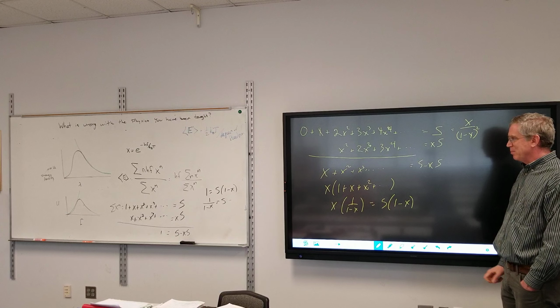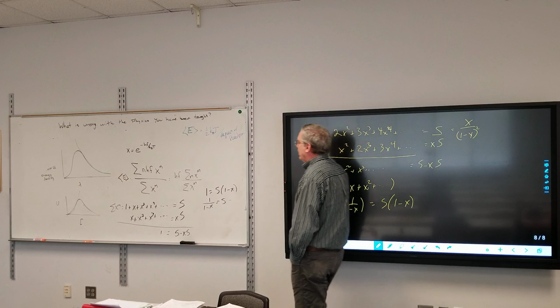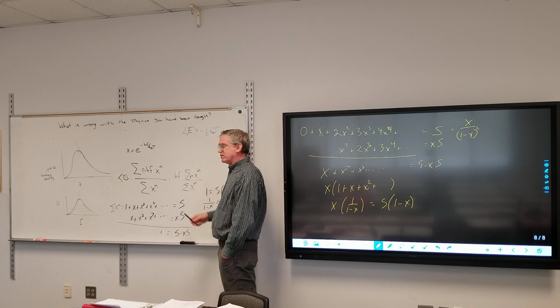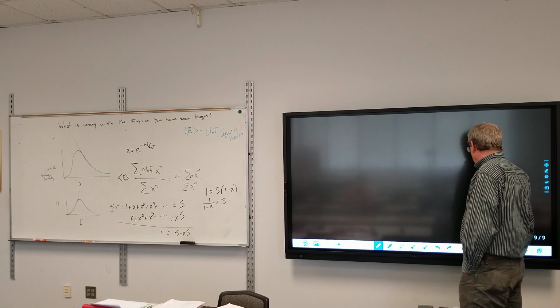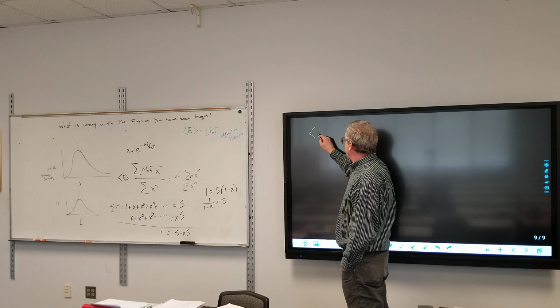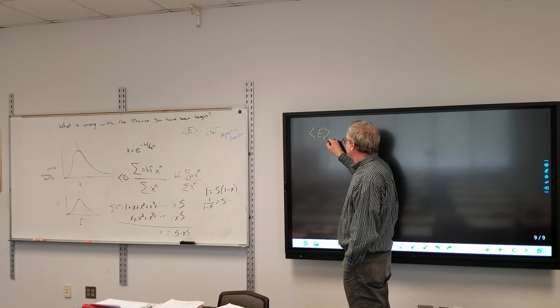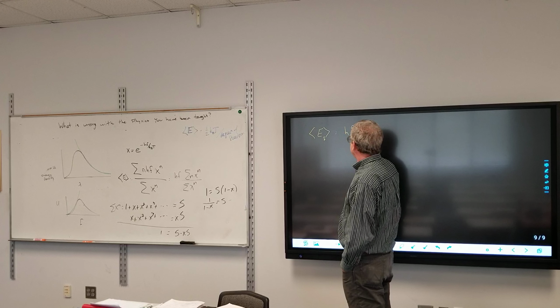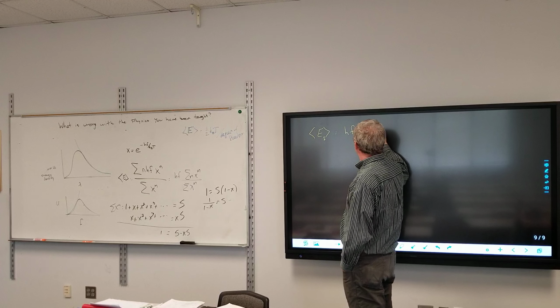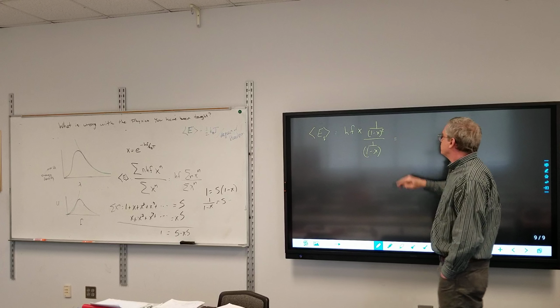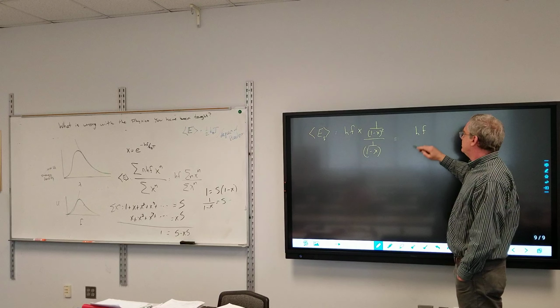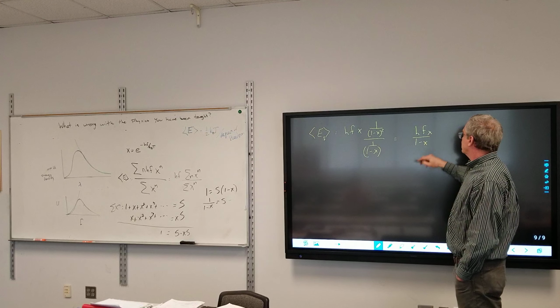All right, let's combine some stuff here. So we now have what this sum and this sum are dependent upon x. So my expected value, my average value for the energy at some frequency f is going to be hf times x times 1 over 1 minus x squared, divided by 1 over 1 minus x, which is hf x over 1 minus x.